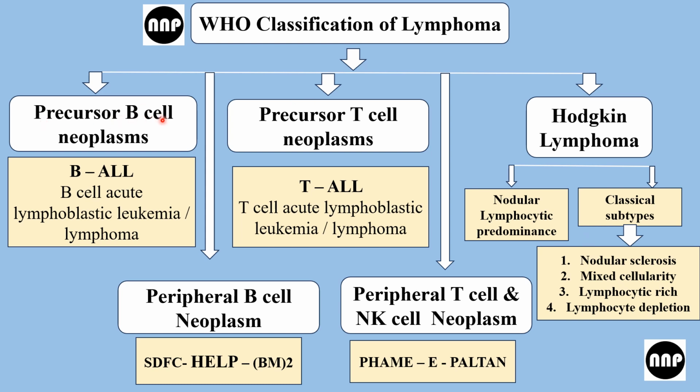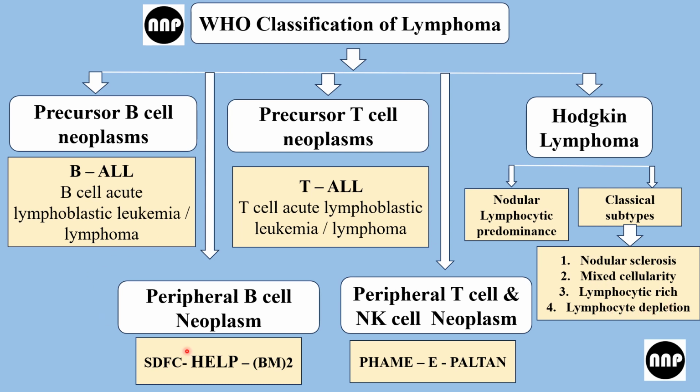Now coming to precursor B cell neoplasm, we have B-ALL, that is B cell acute lymphoblastic leukemia or lymphoma. For precursor T, we have T-ALL, that is T cell acute lymphoblastic leukemia or lymphoma. So if you learn one, you are learning two. For Hodgkin lymphoma, we have classical subtypes and nodular lymphocyte predominance. Classical subtypes, we are having 4: nodular sclerosis, mixed cellularity, lymphocyte rich, and lymphocyte depletion. I repeat, nodular sclerosis, mixed cellularity, lymphocyte rich, and lymphocyte depletion.